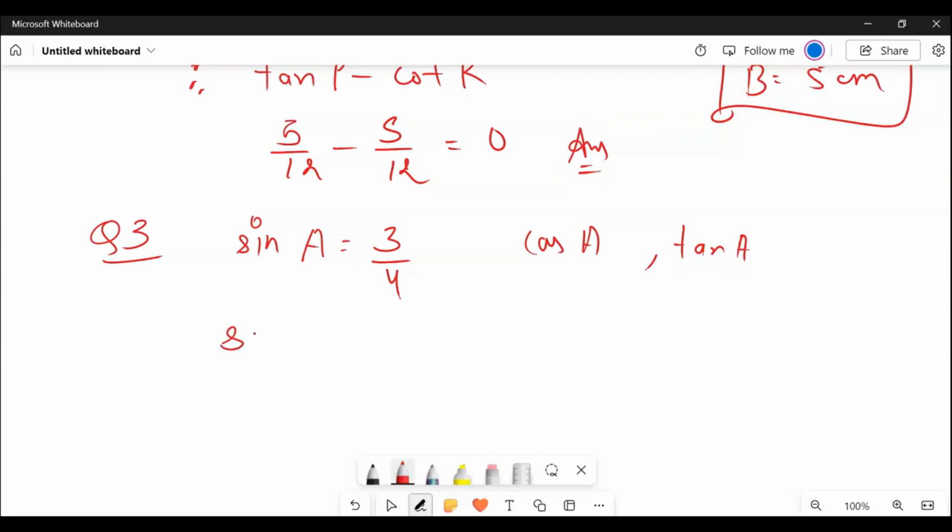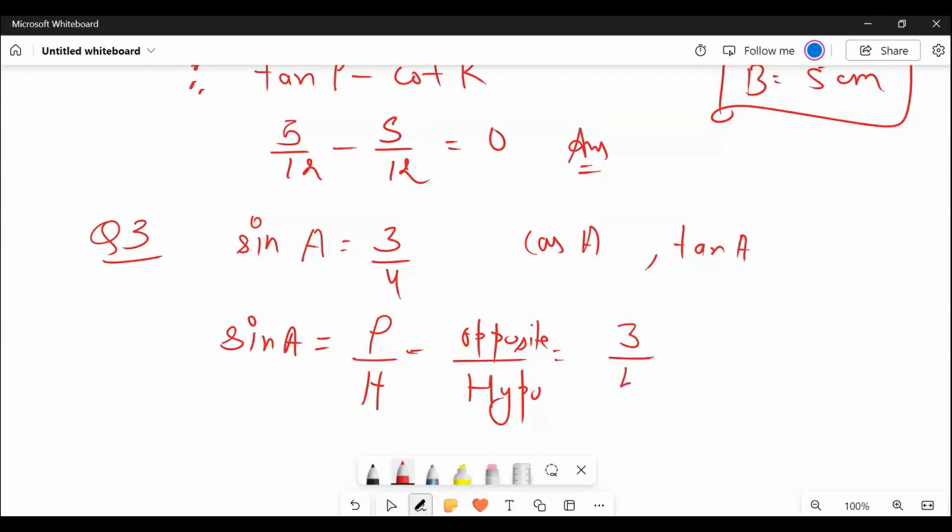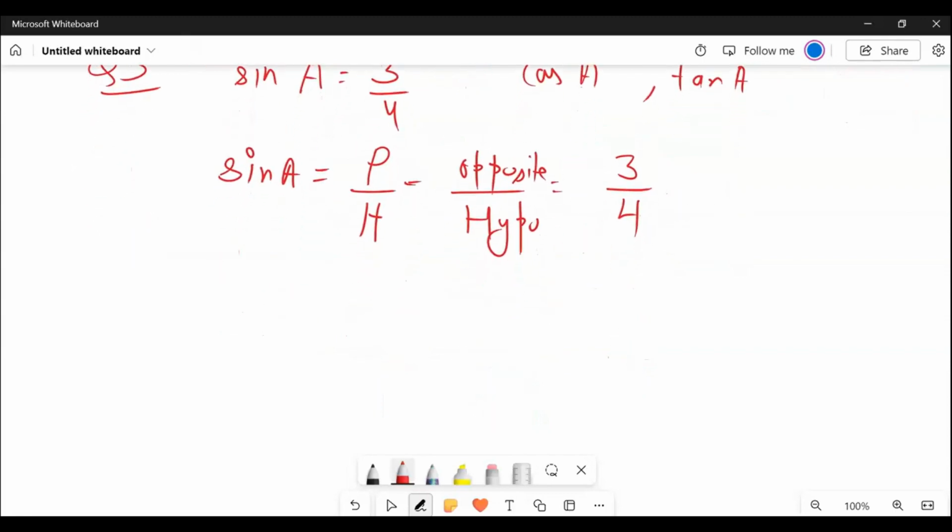First we have to understand what sin A is. The formula for sin A is opposite or perpendicular, both are the same thing. We can write perpendicular also, we can write opposite also. Opposite upon hypotenuse. Opposite, why? Because it is opposite to the angle. So opposite upon hypotenuse. So this will be your 3, this will be your 4. Okay, I hope you get it.